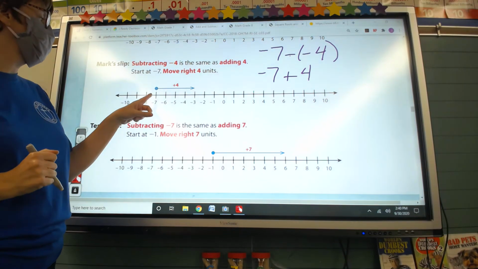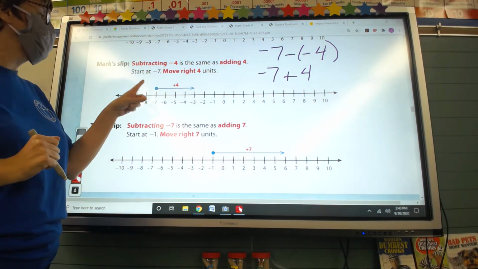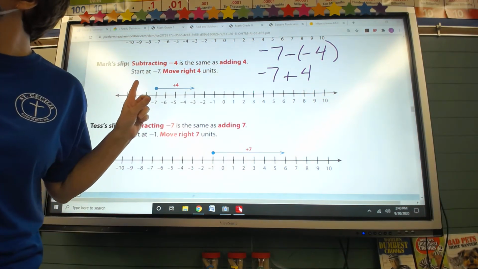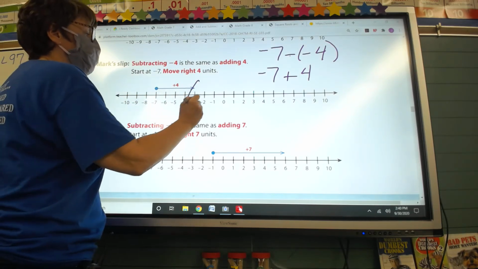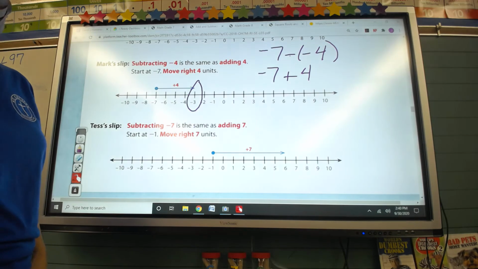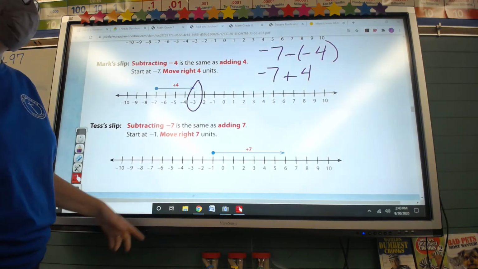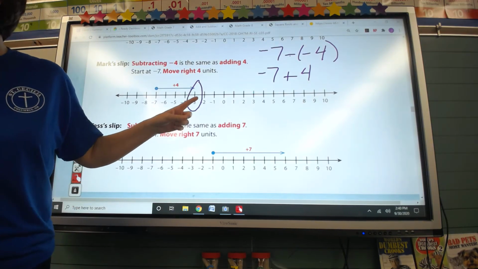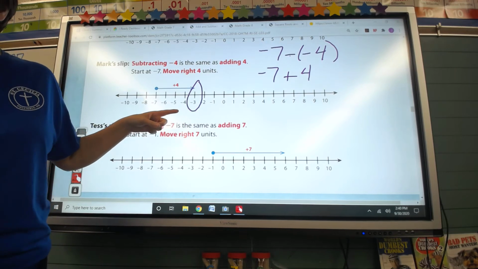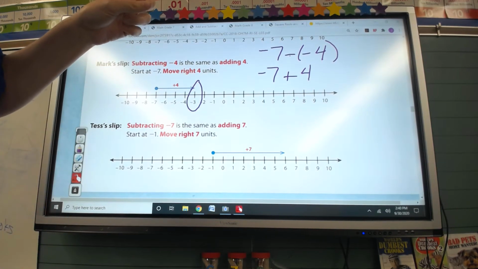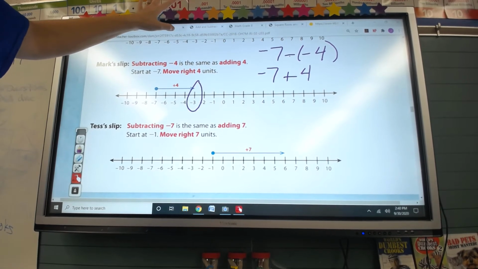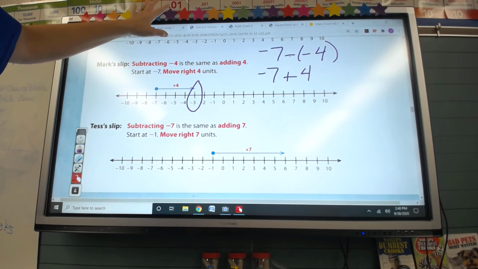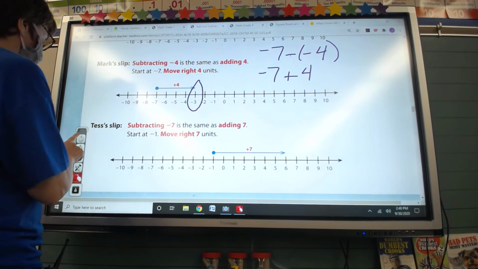Put your pencil or your finger on -7. You're adding, so my arrows say positives go to the right. 1, 2, 3, 4. What's the answer? I told you. I've done this for a while. What is the answer? So Indy's -1. Go to Mark's slip and underneath it write -3. So go back to the top of the page. Under Indy write -1. I already know. Mark is -3. All right, let's see what Tess has got going on.